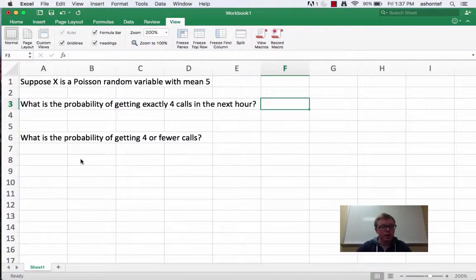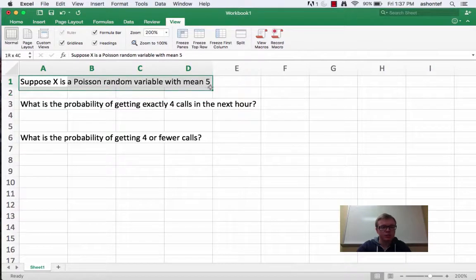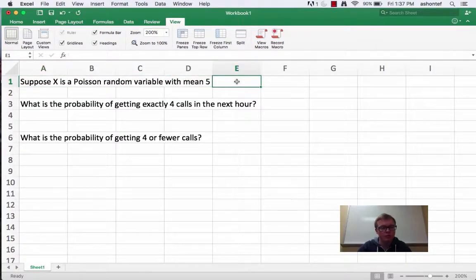So now we're going to look at how to do these questions in Excel. Again, we have that x is a Poisson random variable with mean 5. Our first question is, what's the probability of getting exactly 4 calls in the next hour? I showed you how to do that by hand. We can do it in Excel.